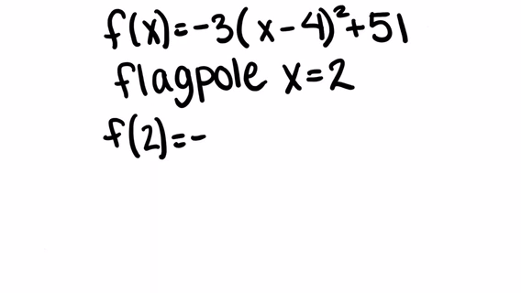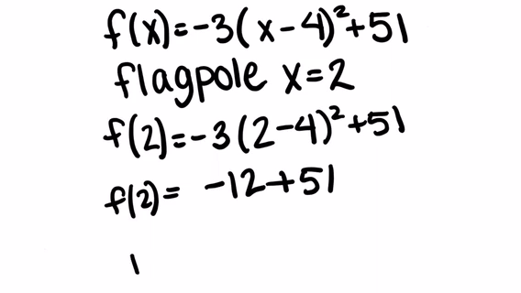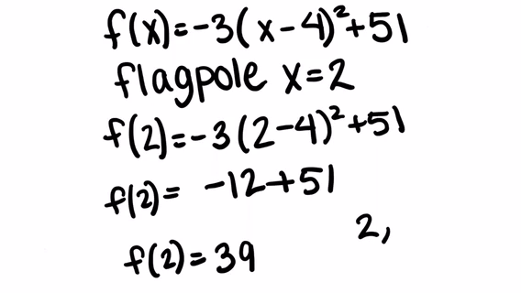So f of 2 equals negative 3, and then 2 minus 4 squared plus 51. Now we basically just simplify, and negative 12 plus 51 equals 39. So you should get f of 2 equals 39, which means that the ball hit the flagpole at a height of 39 feet. So basically your point is (2, 39).